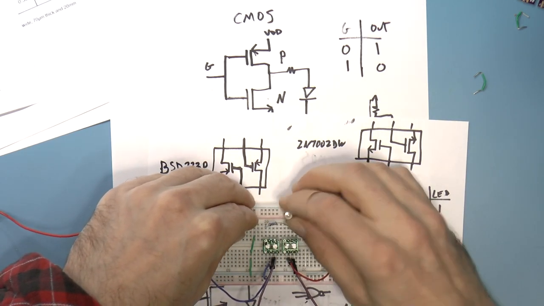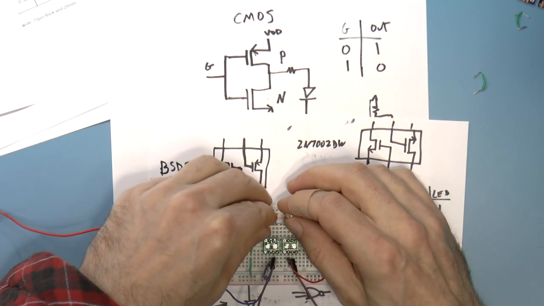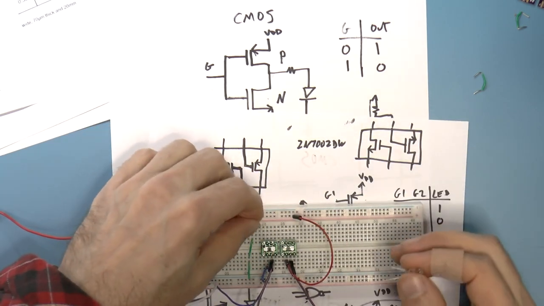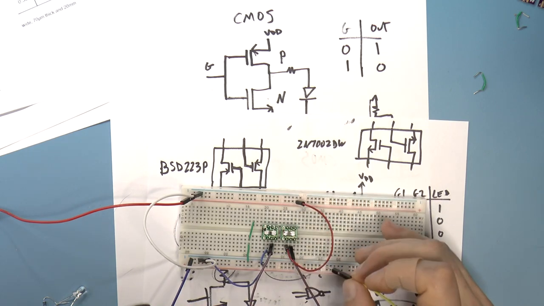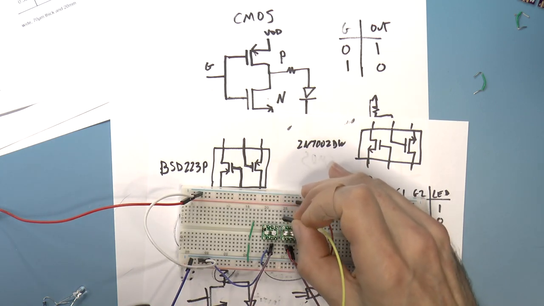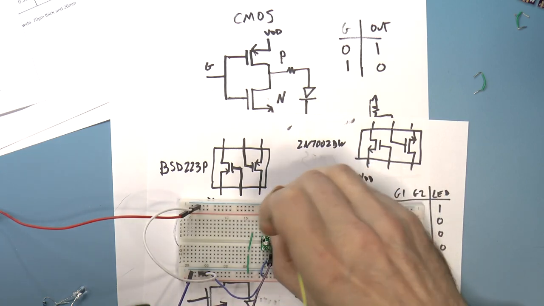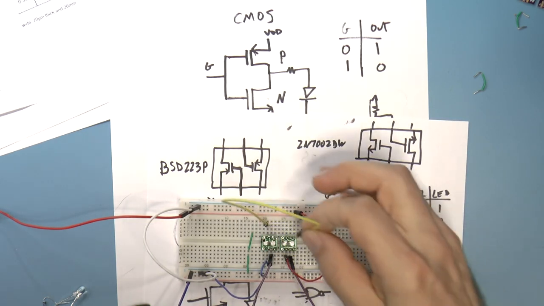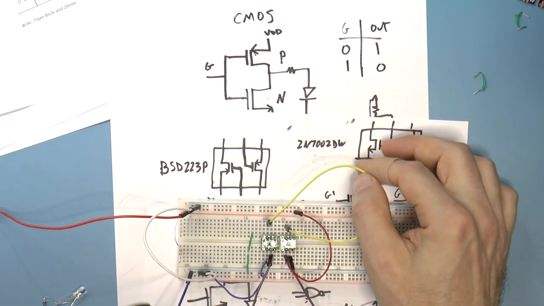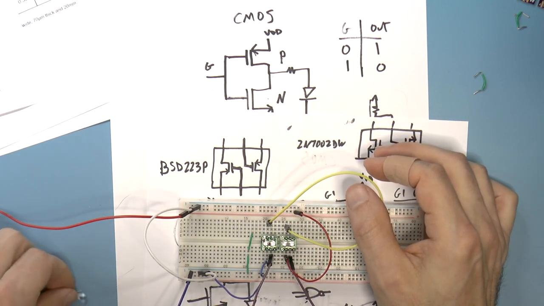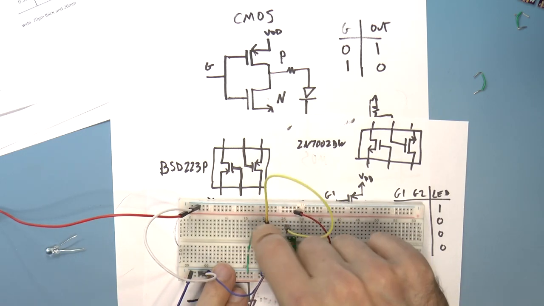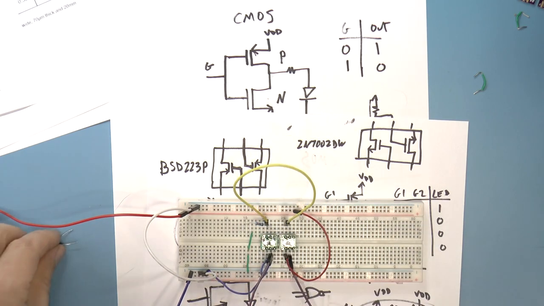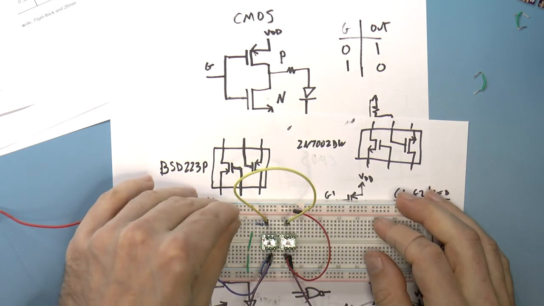First of all, do that. Okay, yeah, that's not going to work. Okay, I messed that up. Sorry. My bad. So I'm going to take a wire and connect the sources of these. So there's the source of the NMOS, and here's the source of the PMOS. And then I'm going to take the resistor and connect that there and the LED to ground.